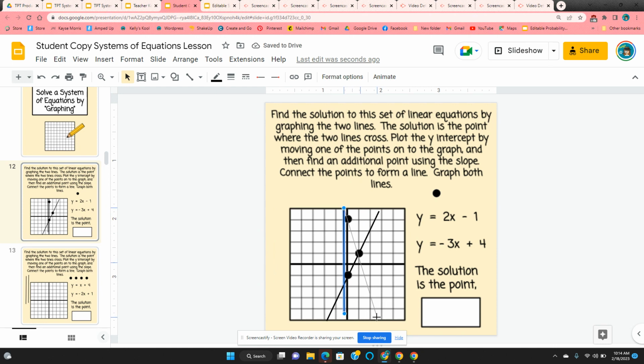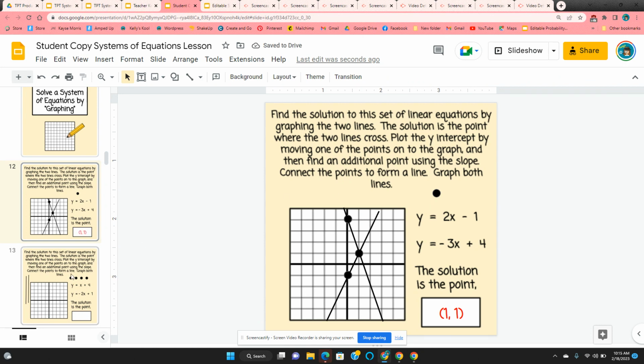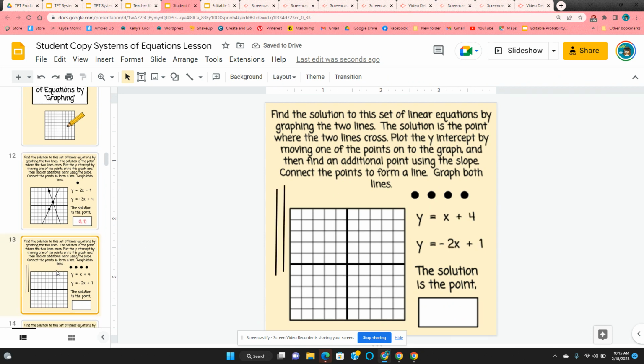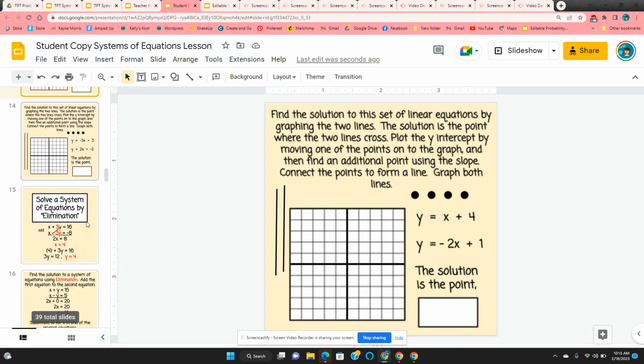Again, click and hold on that blue circle. And they can see the point where they meet is the point (1, 1), so they're going to type that in at the bottom. There, they've solved it. Then they're given a couple more. They're going to do the same thing: graph the two lines and find the point where they meet.